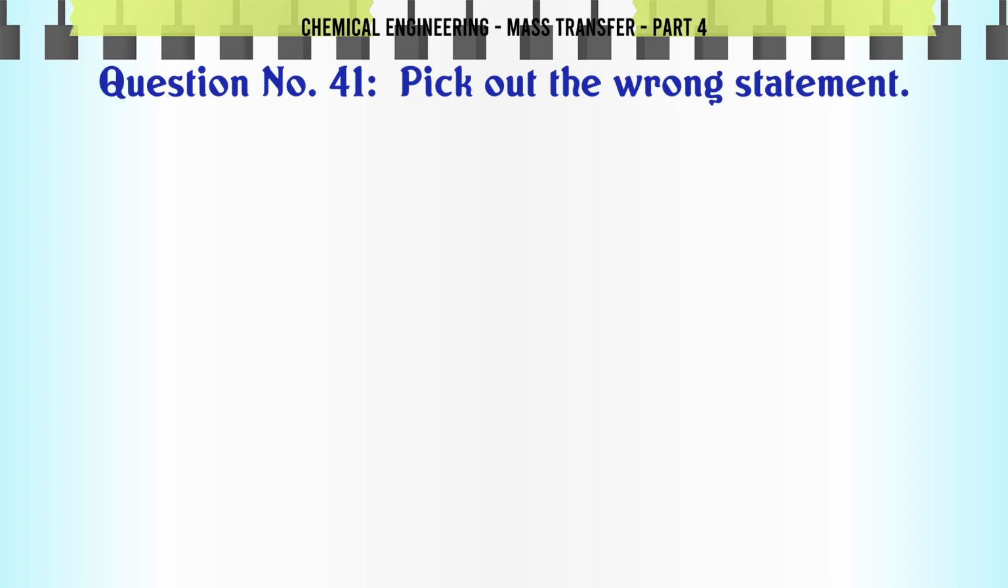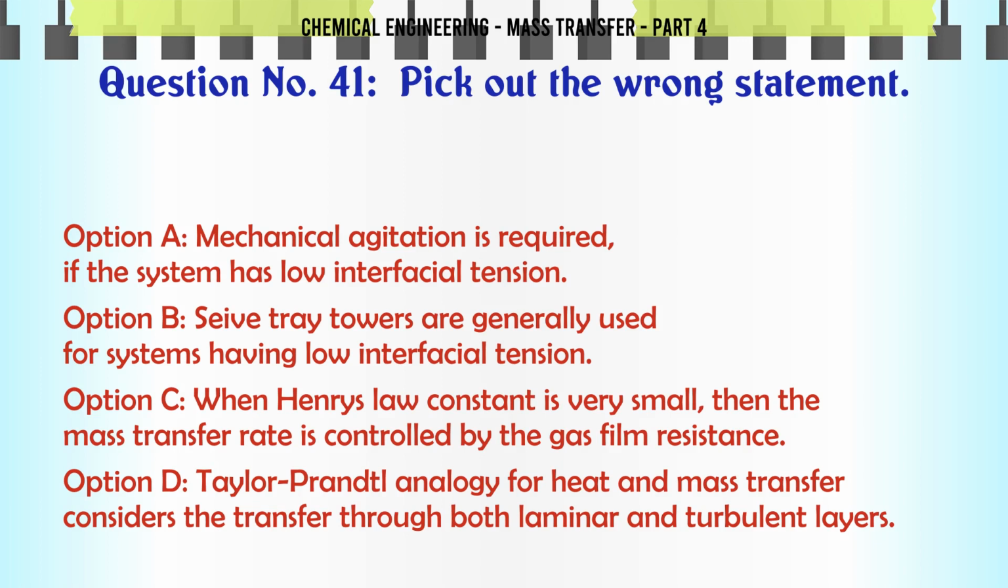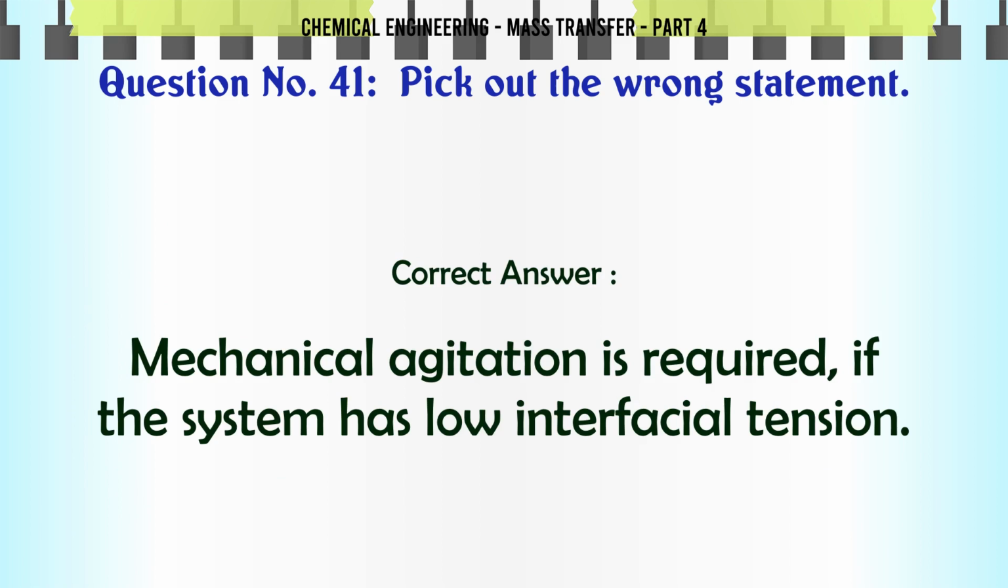Pick out the wrong statement. A. Mechanical agitation is required if the system has low interfacial tension. B. Sieve tray towers are generally used for systems having low interfacial tension. C. When Henry's law constant is very small, then the mass transfer rate is controlled by the gas film resistance. D. Taylor-Prandtl analogy for heat and mass transfer considers the transfer through both laminar and turbulent layers. The correct answer is: mechanical agitation is required if the system has low interfacial tension.